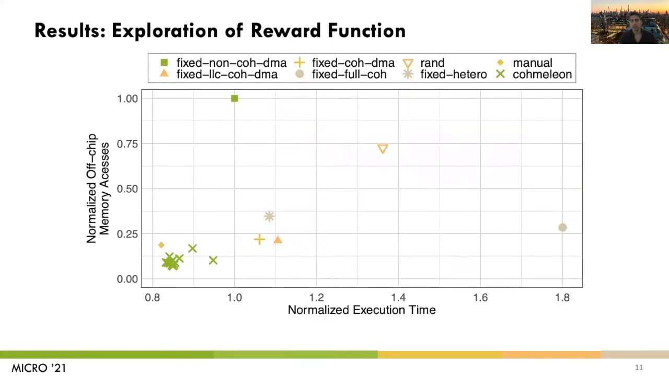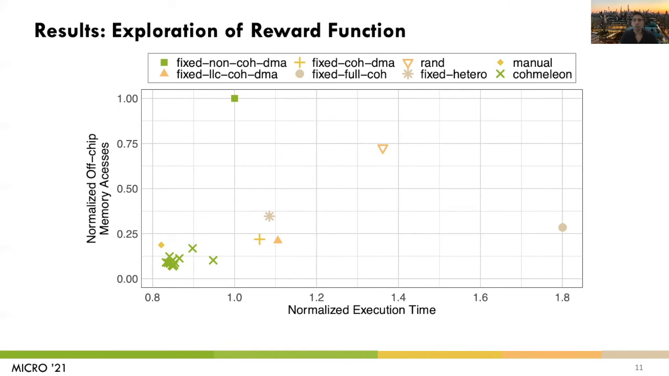This next graph shows the average performance for each method across all phases of the evaluation application, with execution time on the x-axis and off-chip memory accesses on the y-axis. The closer a data point is to the origin, the better its performance is. We can see significant variation in the performance of the fixed homogeneous modes. We can also see that the fixed heterogeneous mode does not show improvements over all of the fixed homogeneous modes.